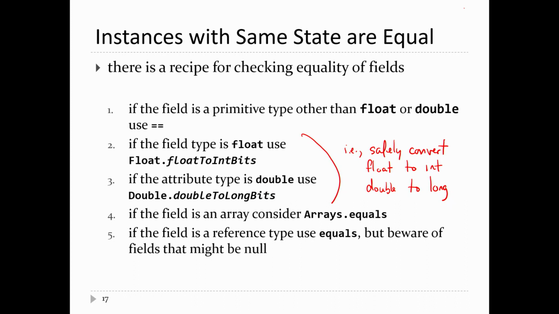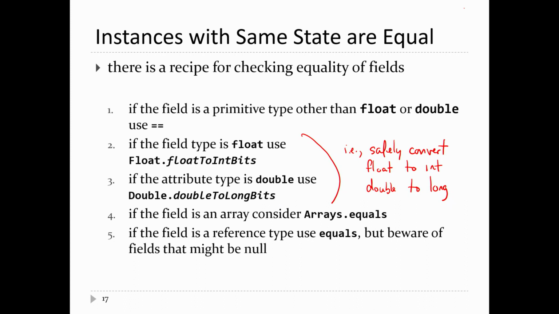A long is also 64 bits. So doubleToLongBits takes in a double value here, and all it does is reinterpret the bits in your double value as though it were a long value. It doesn't change any of the bits. It just looks at the sequence of bits and says, okay, that's a long value, and then uses that long value. So that safely converts a double value to an integer value.